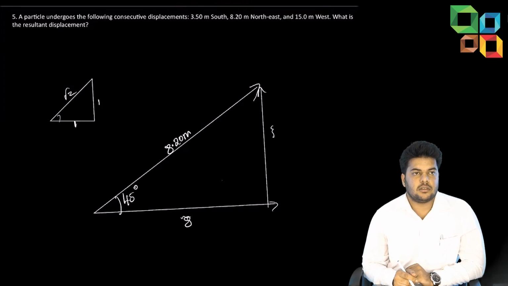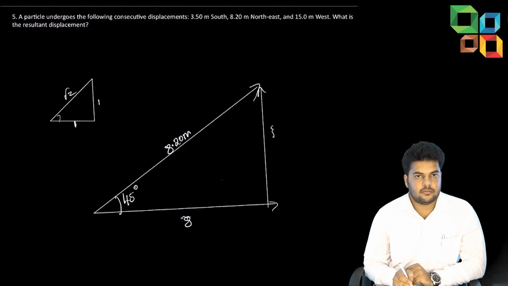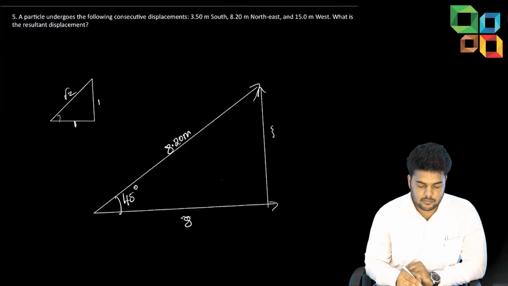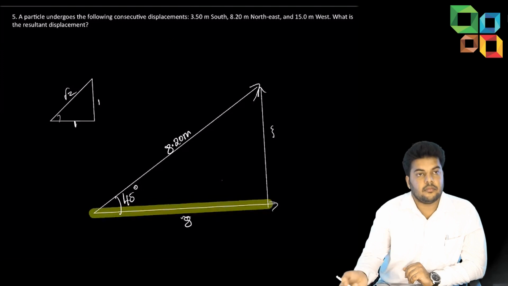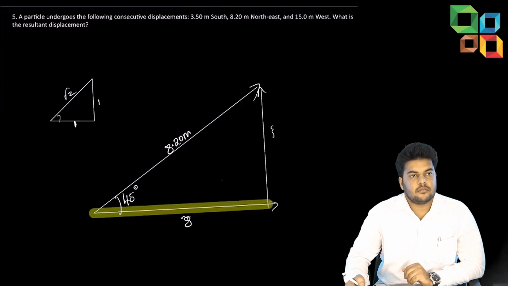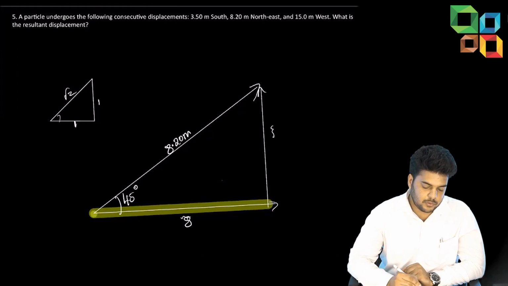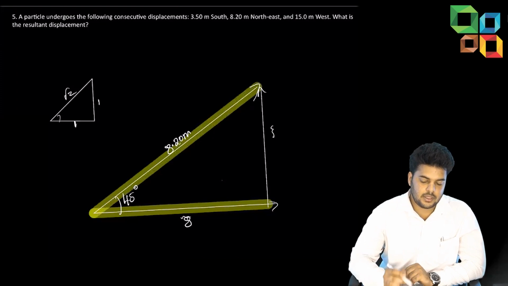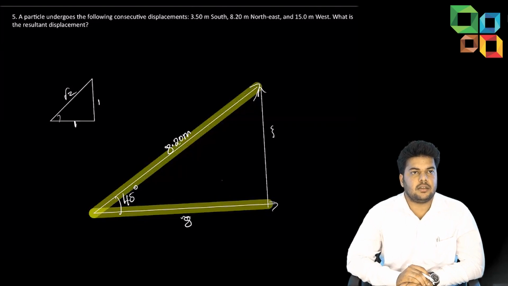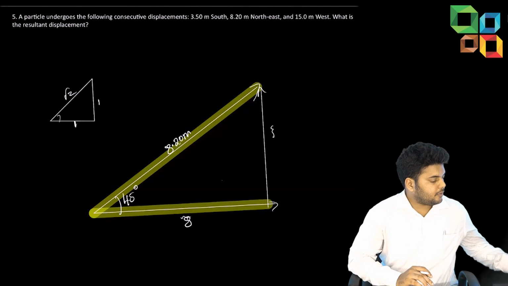Aishwarya, what is this length over here? Is it 8.20? No, it's not 8.20. That is 8.20, and this should be slightly smaller than that, isn't it? I'm asking, how much is it? 3.50? How did you get 3.50? Can you explain your logic?